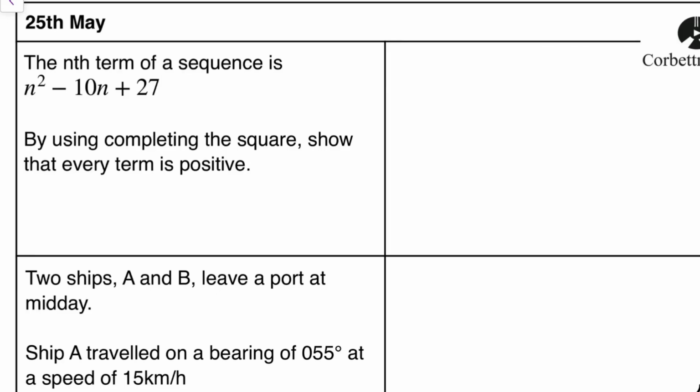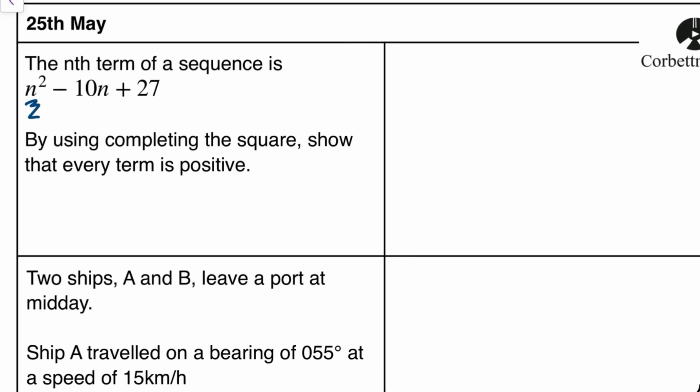The nth term of a sequence is, so first of all, it's a quadratic sequence because there's an n squared there. By using completing the square, so it even tells me what to do, show that every term is positive. So I complete the square, that's going to give me n minus 5 squared minus 25 plus 27 is plus 2. And then I just need to make a clear argument. This is greater than 0 for all n.